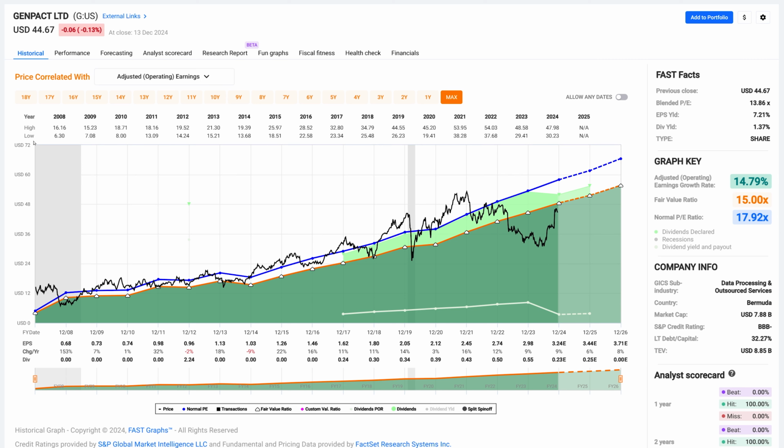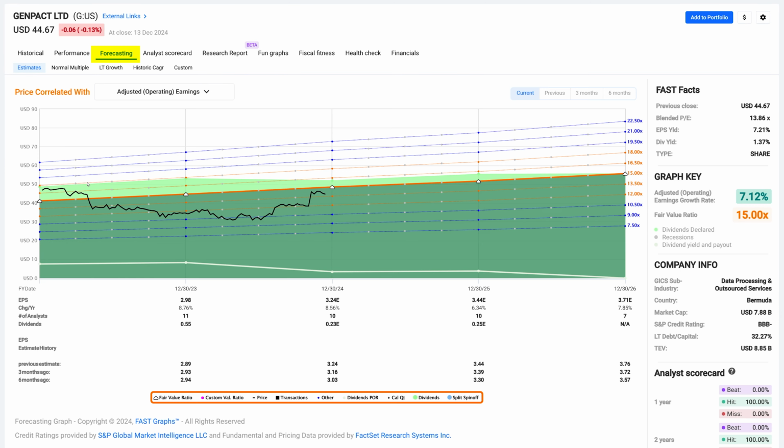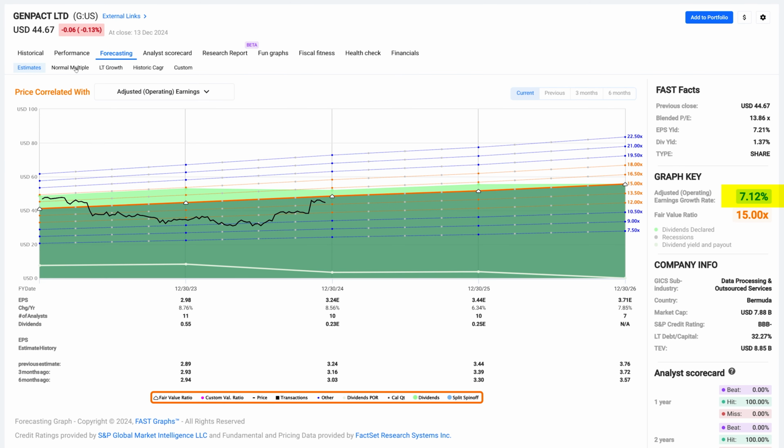But again, I like the growth of this stock. I do see aberrant growth back here at 08, so I'm going to get rid of that. All right, and now I've got almost 10% growth going forward. Forecasting is for about 7% growth going forward.